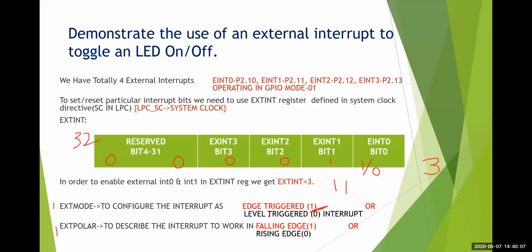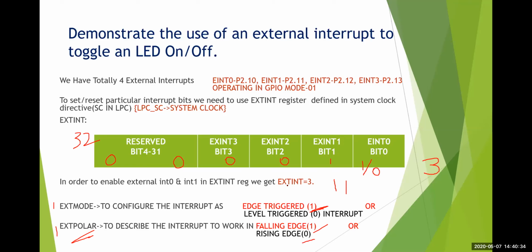If it is equal to 0, it will be working as level triggered. If it is edge triggered, I need to specify whether it is a rising edge triggered or a falling edge triggered. So I'm using one more special function register, that is external polar. If this is equal to 1, then whichever interrupt has been enabled will be working as a falling edge triggered interrupt. Otherwise, this will be working as a rising edge triggered interrupt.